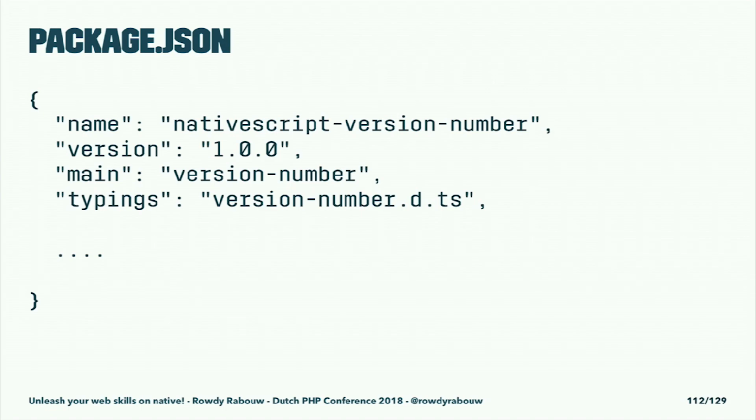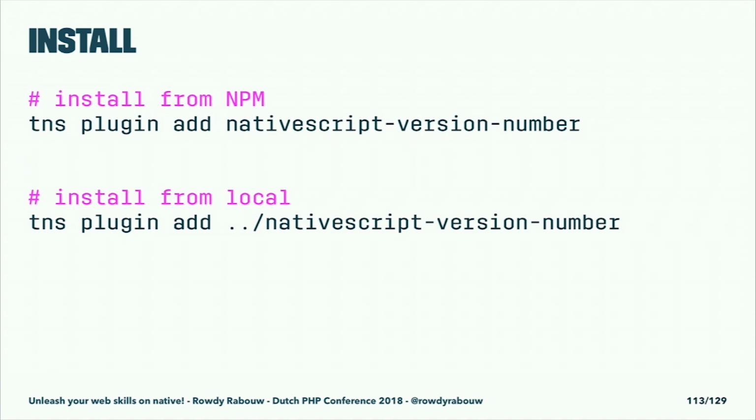To be able to use it, you have to make a package JSON, give it a name and the main entry of that plugin. And then you can install it. If you have that package published on NPM, you use the one above. If you're still working locally, you can also install from a local path. And if you use TNS, that stands for Telerik NativeScript, that's the CLI, it will make sure it's also --save in your package JSON, so the next time it's still working.